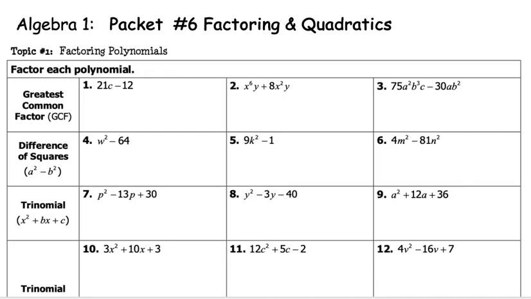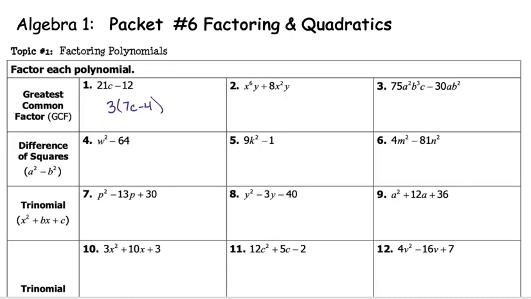Remember, it's just greatest common factor. I have 21c minus 12, so what can I pull to the front? Well, we'll divide into both of them evenly, and that would be 3. 3 will go into both of those. So if I take a 3 out, that would leave me with 7c minus 4.